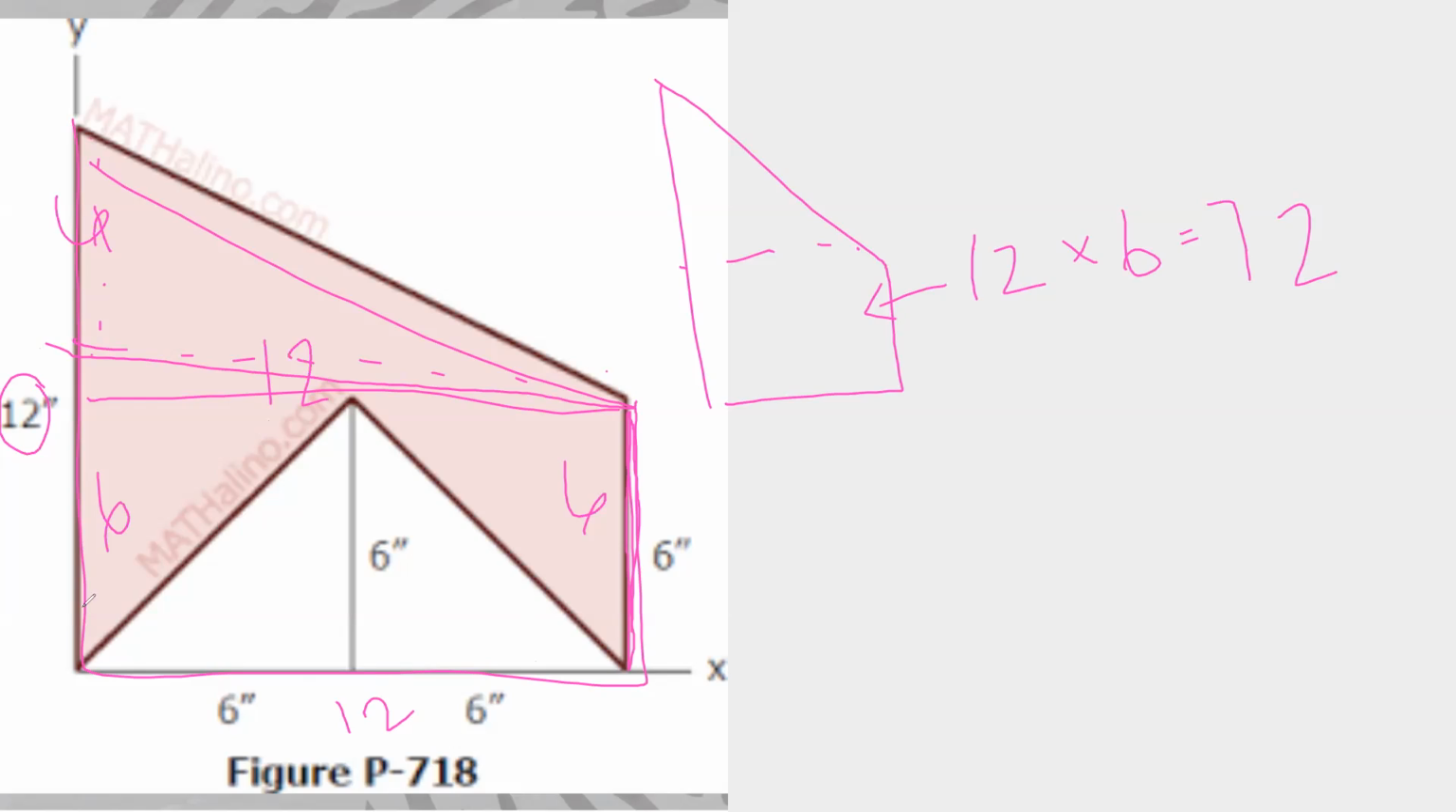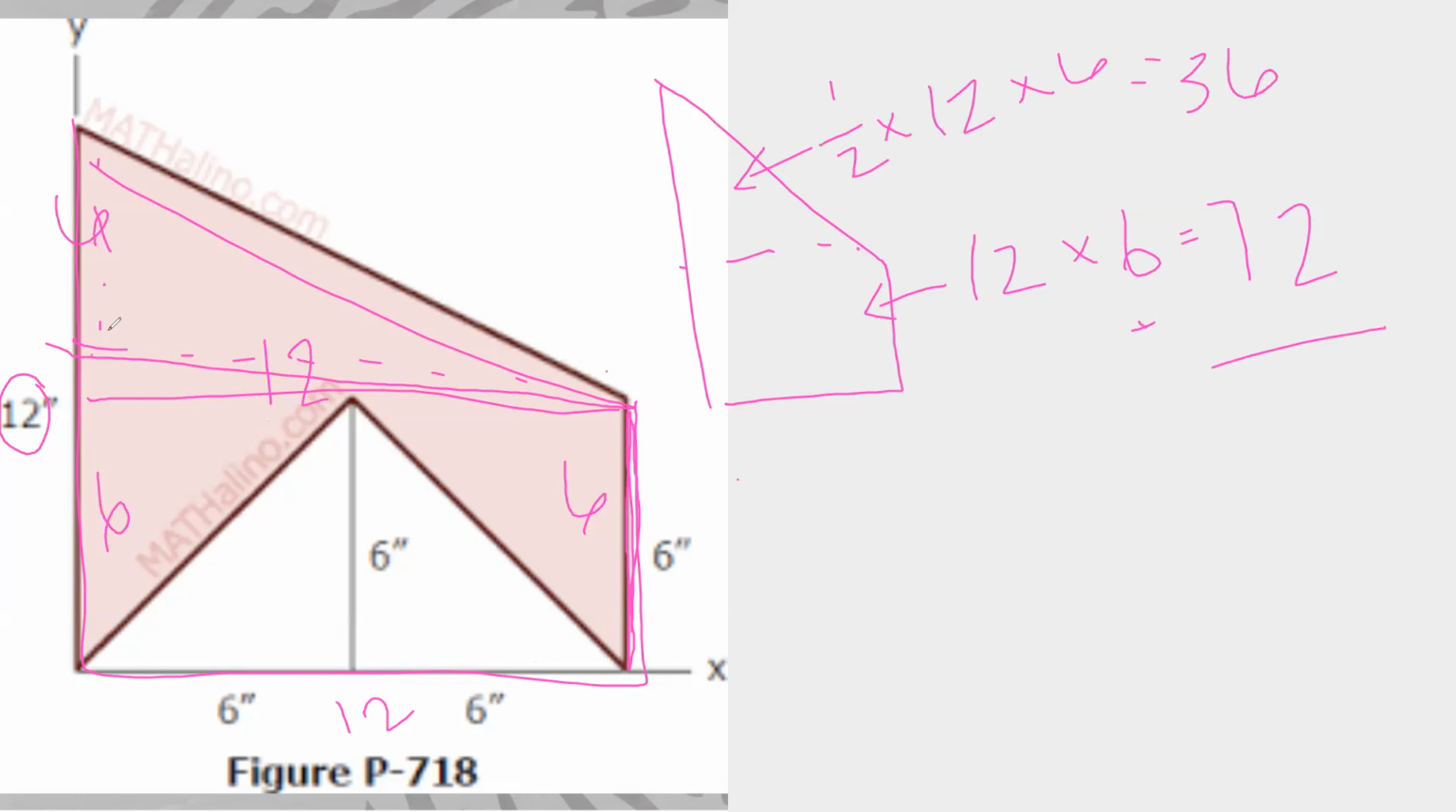So the entire thing was 12. This part was 6, which means the other half needs to be 6. So the triangle is going to be 1/2 times a base of 12 times a height of 6. So 1/2 times 12 is 6, or 12 divided by 2 is 6, and then 6 times 6 is 36.